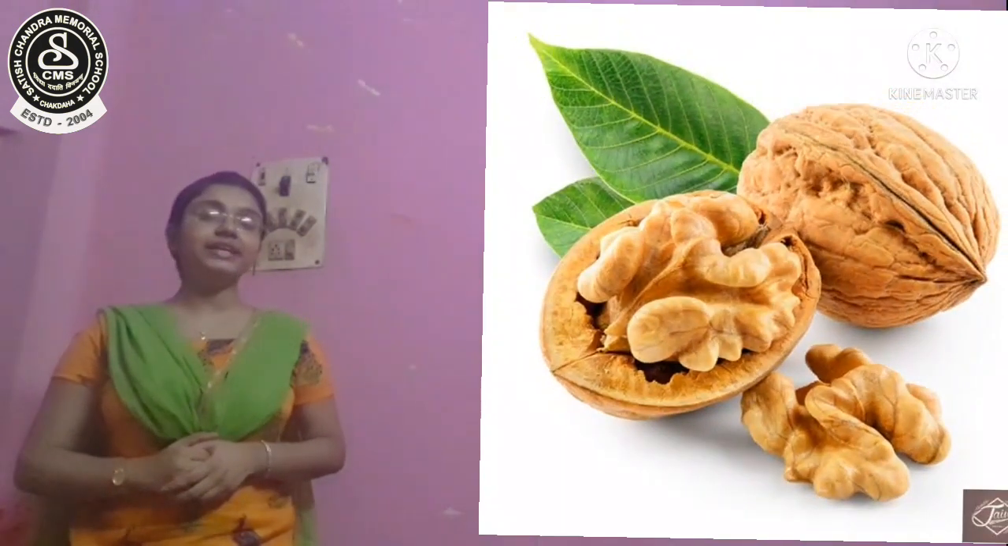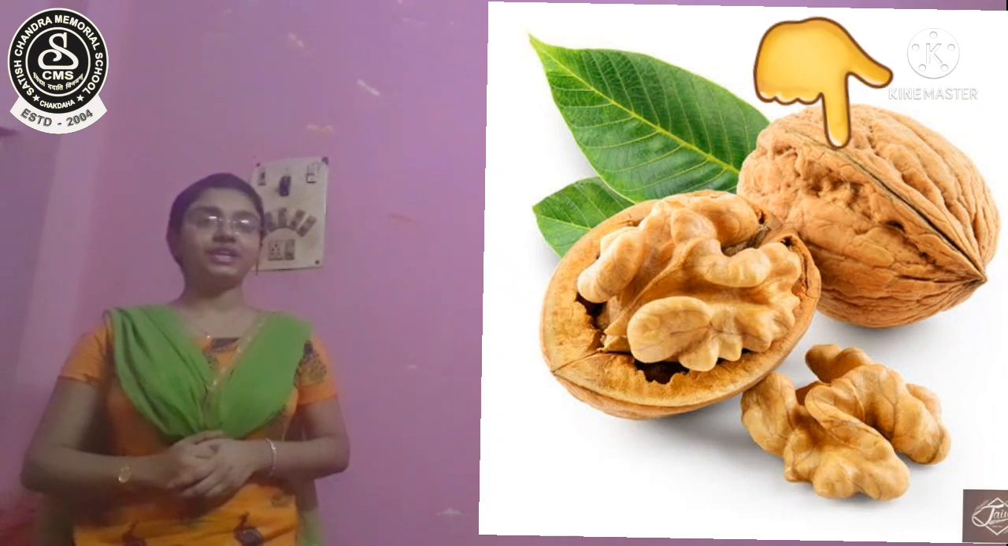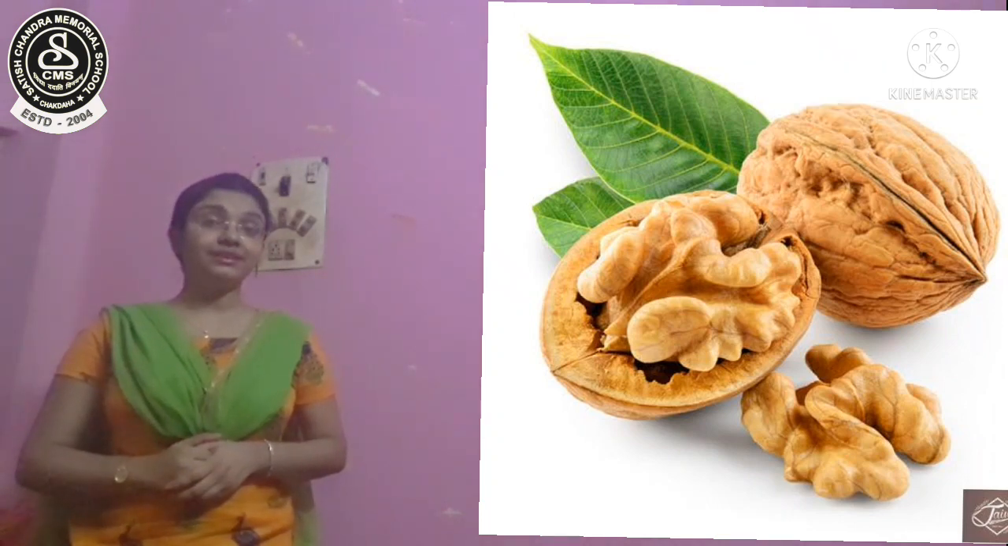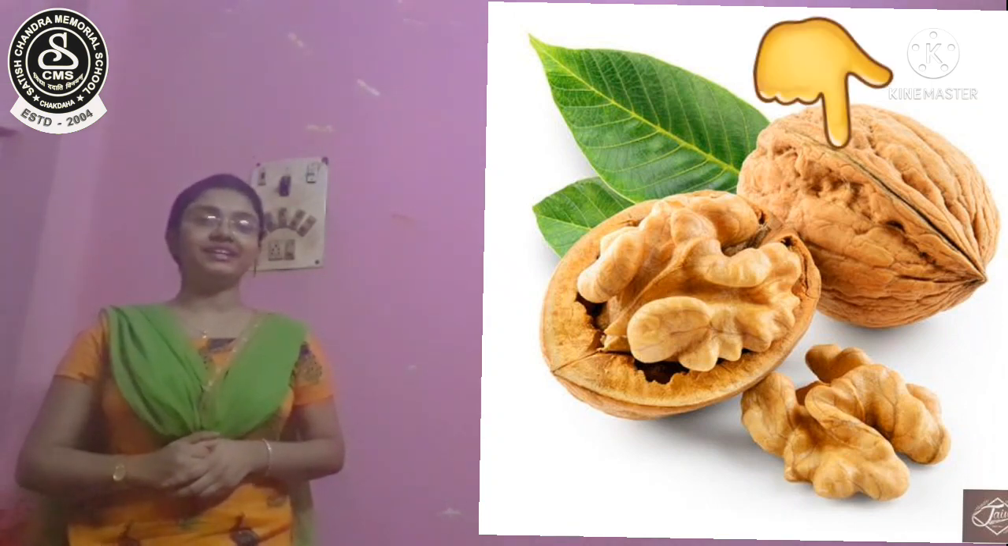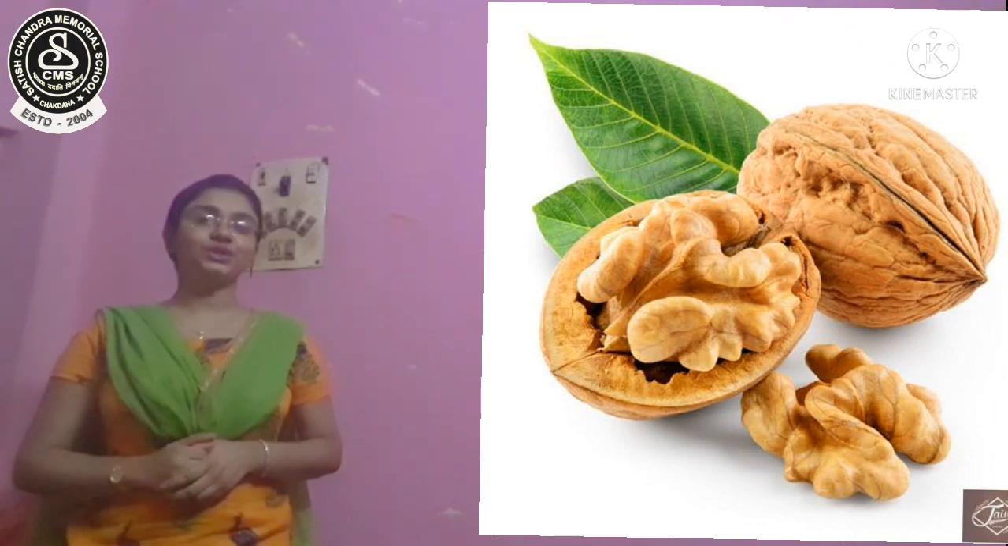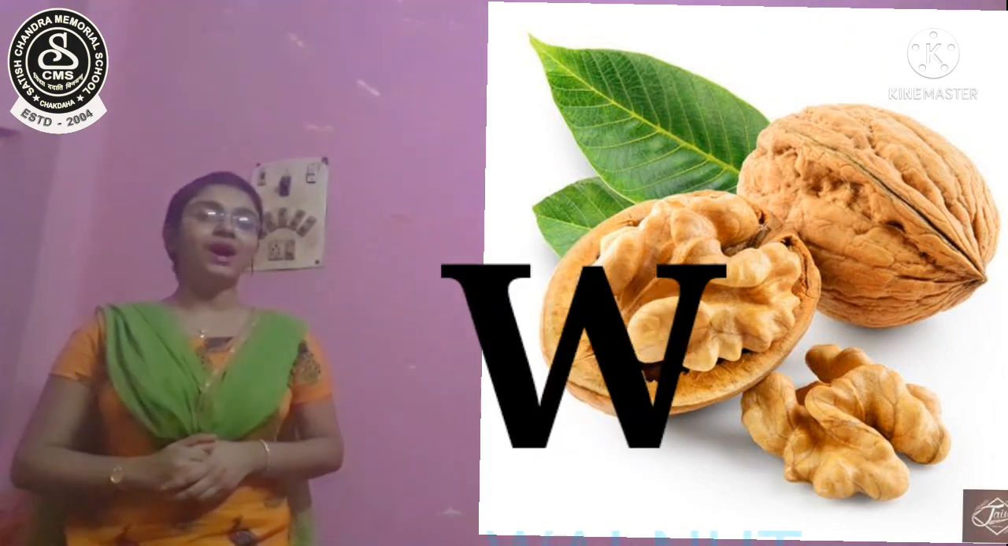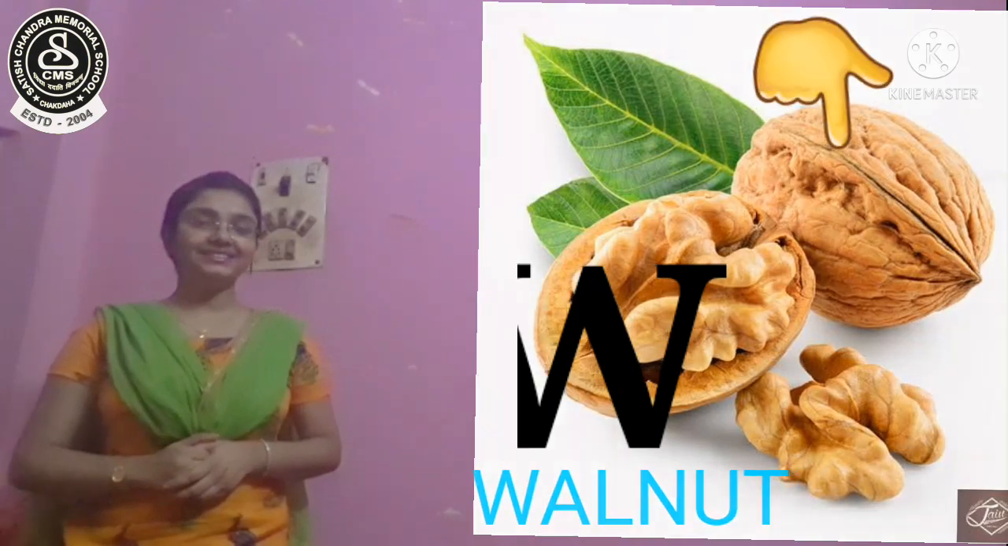See the next one, please. This is a fruit. This is a dry fruit. The name of the fruit is walnut. Walnut. And walnut has a very hard and wrinkled shell with reddish brown color. Okay? So, walnut.